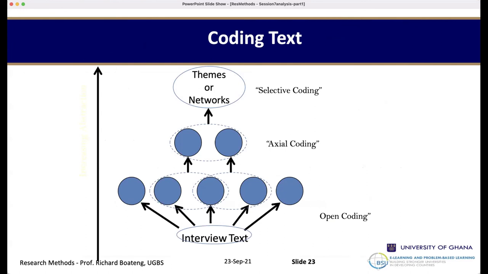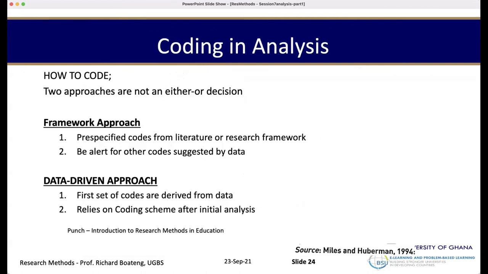So the first level is open code. You have the interview text. You can code as much as you want to code. But your code should be influenced by either the literature, or the framework that you have, or the data itself. So you can look at what the theory tells you or what the data itself tells you. In fact, we use two approaches. The approaches are not an either-or decision. The two can be used at the same time. You can combine both. In fact, most of you combine both.